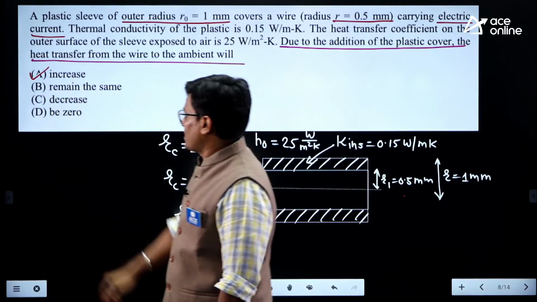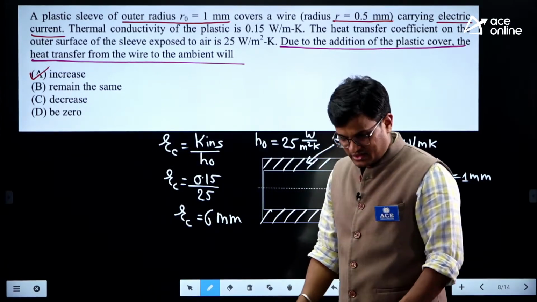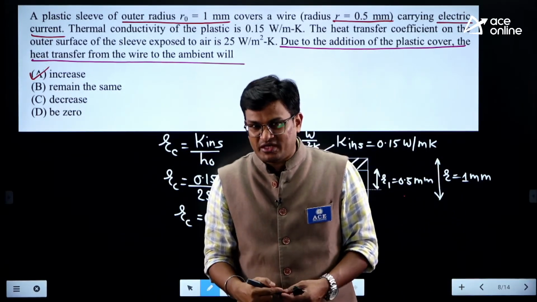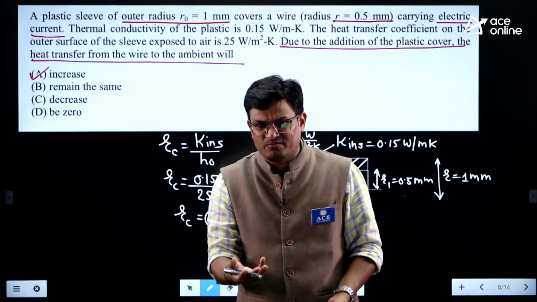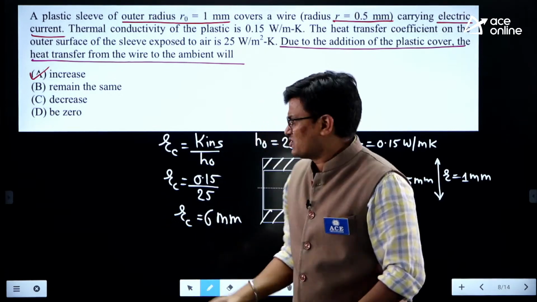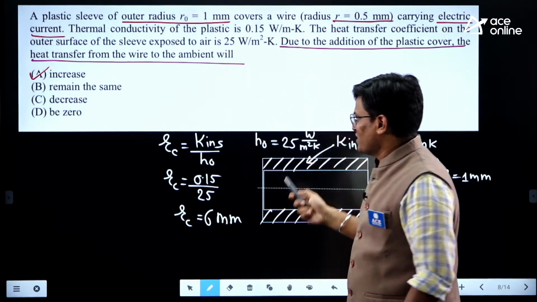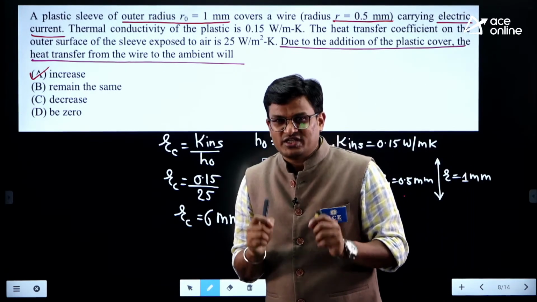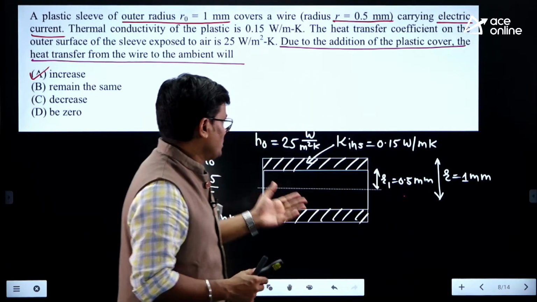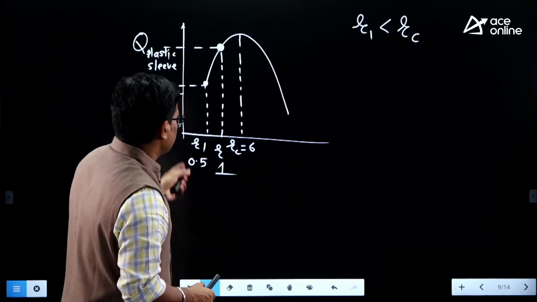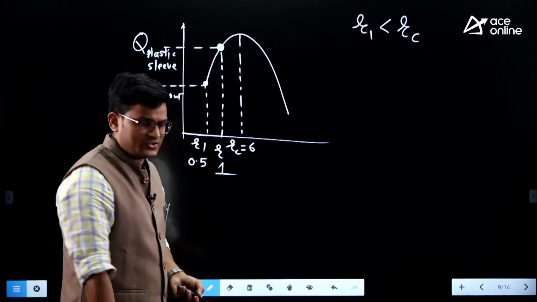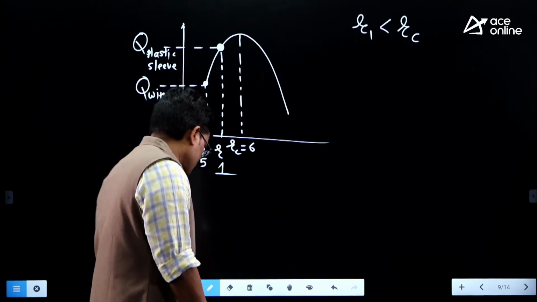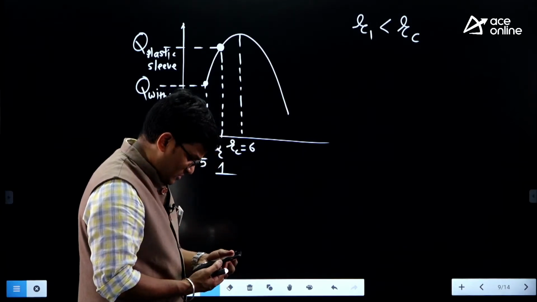Okay. So you can understand, you can go for option A. Of course I am teaching you, that's why I am taking time. Otherwise you can solve this question in less than 30 seconds. It's not an issue. First you need to check RC, then you need to check with this graph. So what happened with this insulation? You will get the answer automatically. Okay, this is the simple one, right?